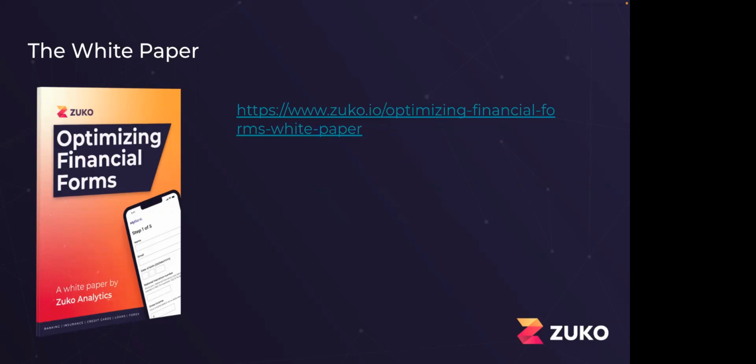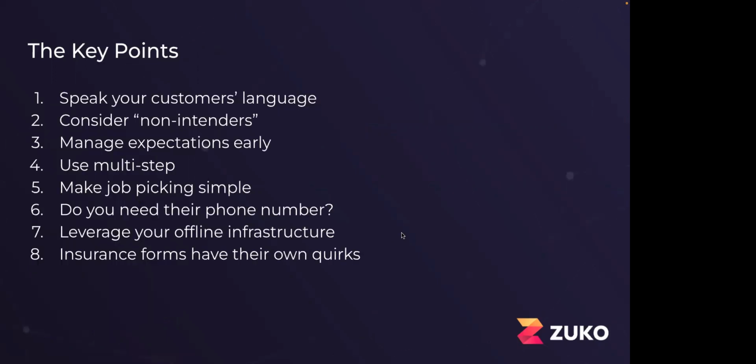But in terms of today, it gives you a bit of a taste of the content that's in the financial forms white paper. So hopefully today will be useful and you can delve deeper by looking at the white paper if you would like. So what are we going to cover today? As I mentioned, we're looking at some of the key things that came out of the white paper. I should note that we also have a sister ebook which looks at form optimization more generally, which you can also download from the Zuko website. But we're looking at 8 key points that we want to cover today, which are generally quite specific to financial services. So hopefully you'll find them useful.